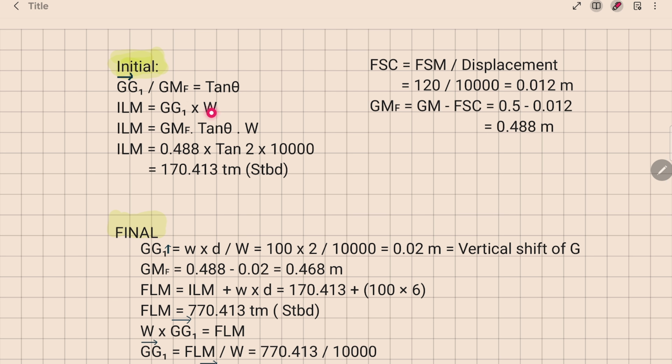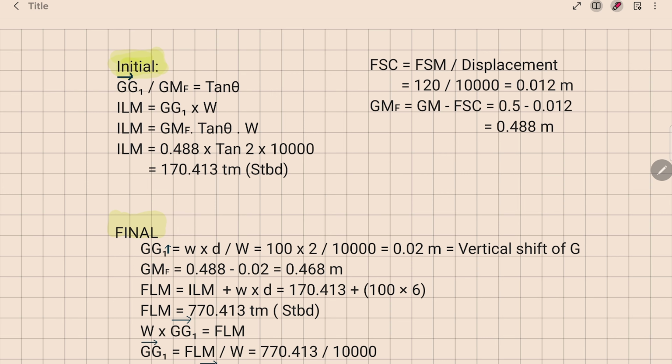GG1 multiplied by displacement, and initial GG1 divided by GM fluid is tan theta. So from here I can see that GG1 will be equal to GM fluid multiplied by tan theta. So in place of GG1, I can write GM fluid and tan theta multiplied by the displacement. This is the initial listing moment.